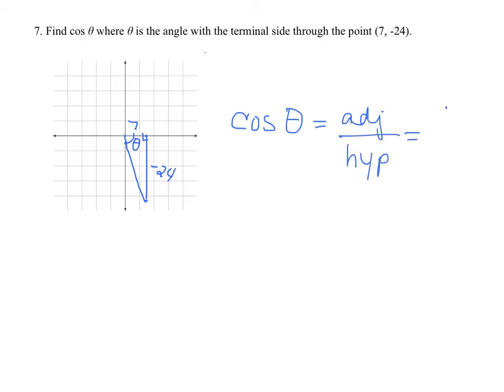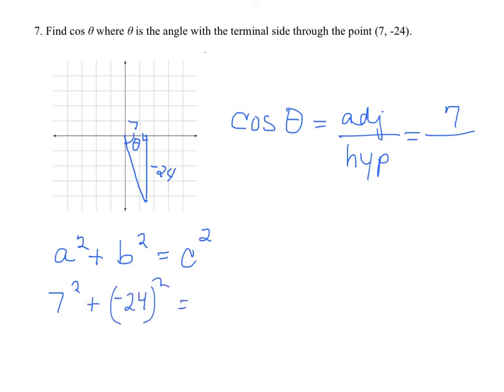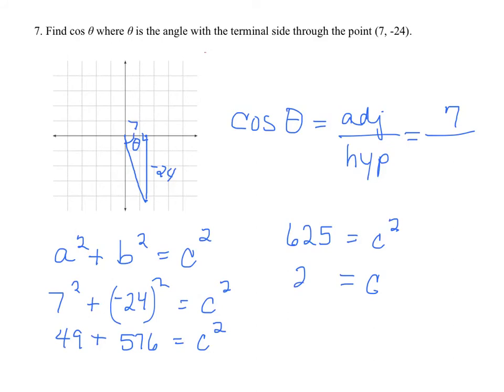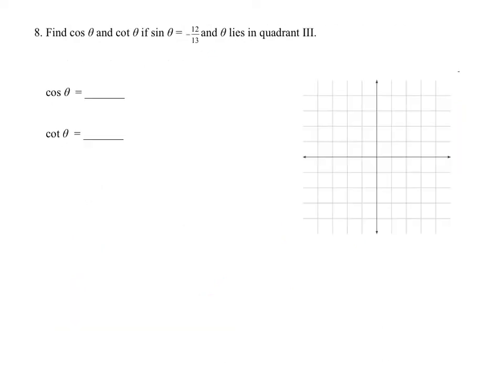Well, we already know what the adjacent side is. It's 7. The hypotenuse we don't know, but lucky for us, we know the Pythagorean theorem. So 7 squared plus negative 24 quantity squared equals c squared. 7 squared is 49. Negative 24 quantity squared is 576. Good. So we get 625 is equal to c squared. Take the square root of both sides, so c is equal to 25. There he is. There's my cute little adorable hypotenuse. So 7/25 is the cosine of theta. Do we care what theta is right now? No, we don't.